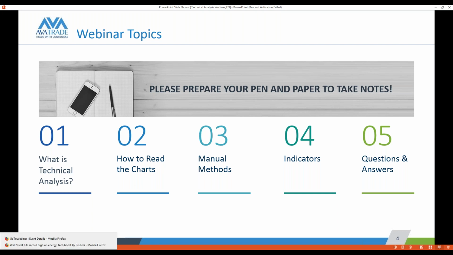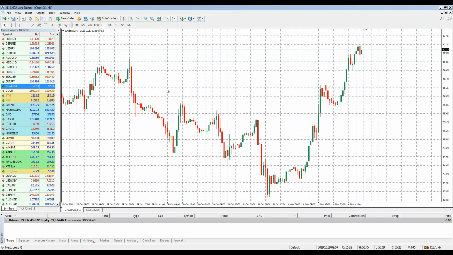So let's take a look at some of the charts, and we'll take a look at my demo account here, and we'll look at, in general, what's crude oil doing today. We're looking at 1 hour candles here, and what it looks like is the candles have been going strongly uphill today.